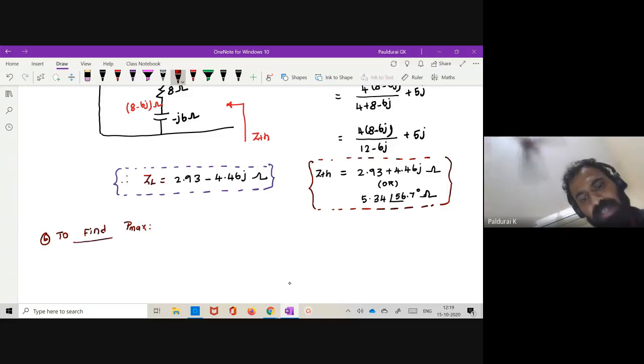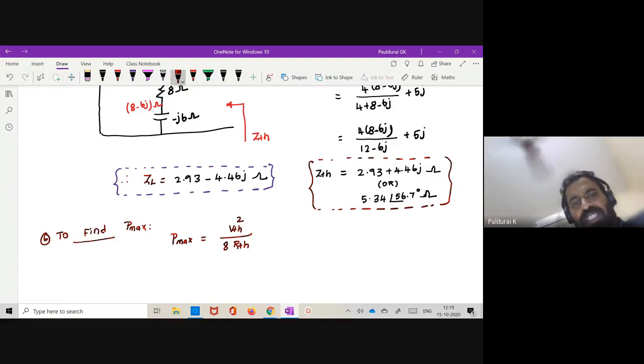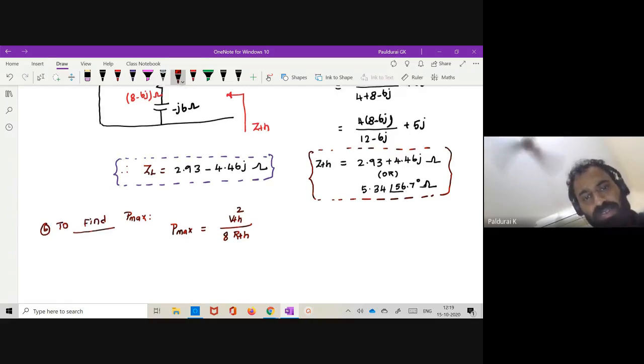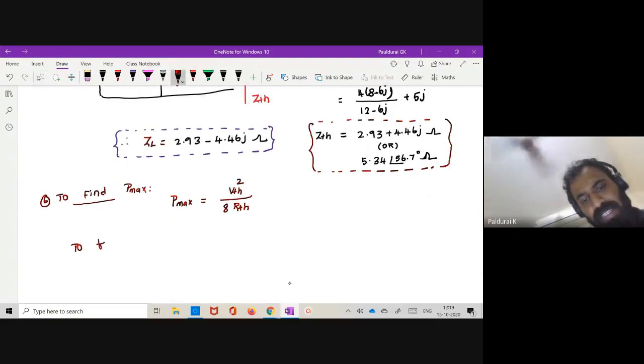P max, that formula you know: P max equals VTH square divided by 8 times RTH, where RTH is the real part of ZTH. So this is my RTH, 2.93. Real part of ZL or real part of ZTH, both are same, 2.93. So I want to calculate VTH. Let me put the heading to find VTH. So what is the procedure to calculate VTH?